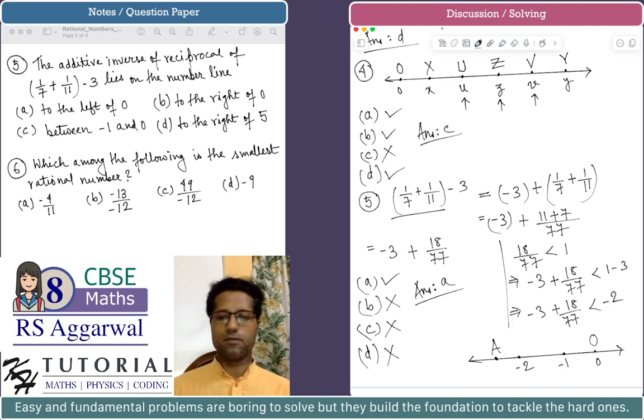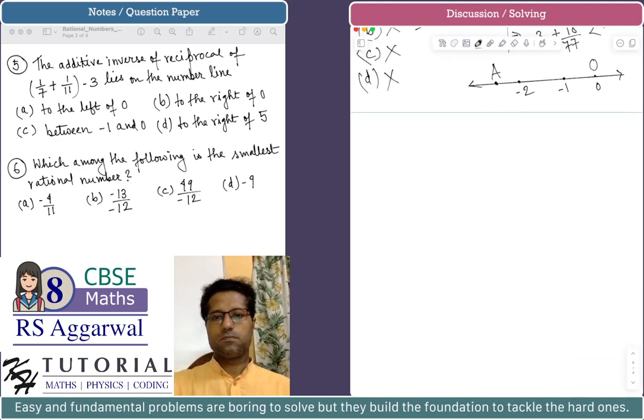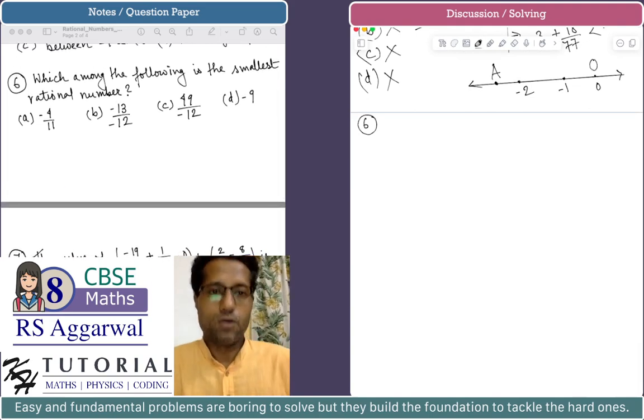The correct choice is A. Okay, let's do problem number 6. It says, which among the following is the smallest rational number? Okay, so we have to find the smallest rational number.